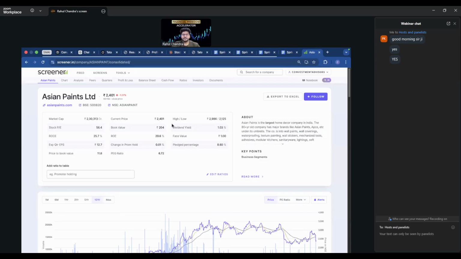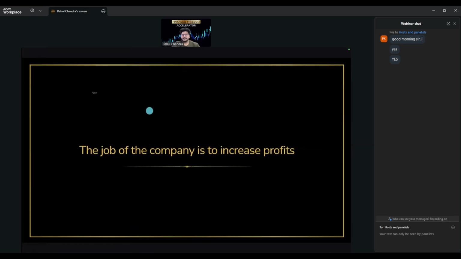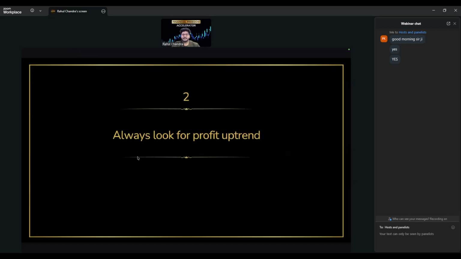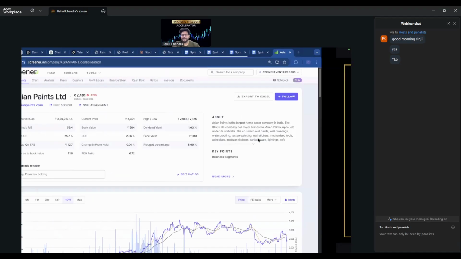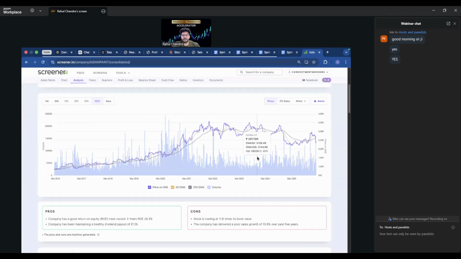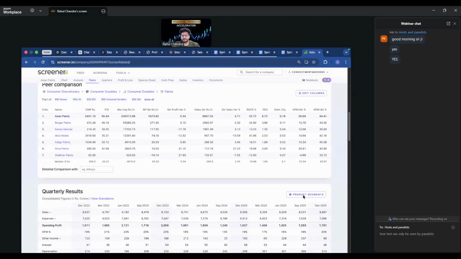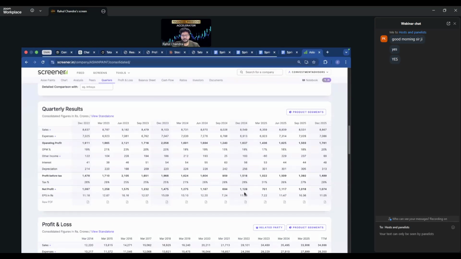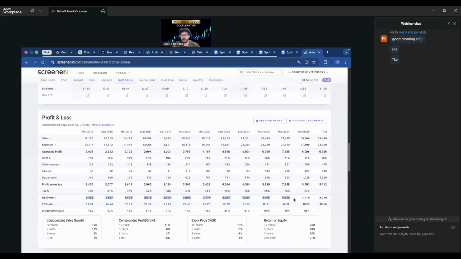Correct? So, what is the second thing that I want you to learn? The job of the company is to increase profits, and that is exactly what we call the second checklist. Always look for a profit trend. By the way, guys, if I look at Asian Paints, right? What happened? Somebody got this observation absolutely correct.